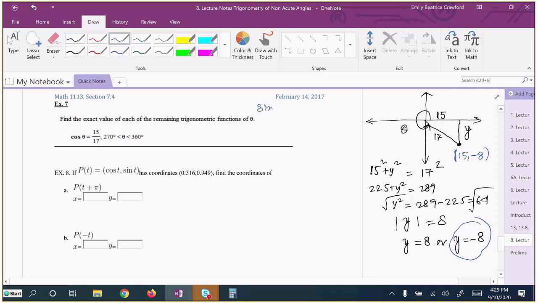So sine of theta is the opposite side, so negative 8 over 17. Cosine of theta is given to us, 15 over 17. Tangent of theta is opposite negative 8 over adjacent 15. Now you do the reciprocal, so cosecant of theta is negative 17 over 8. Secant of theta is equal to the reciprocal of cosine, that's 17 over 15. And finally, cotangent of theta is the reciprocal of tangent theta, which is negative 15 over 8.